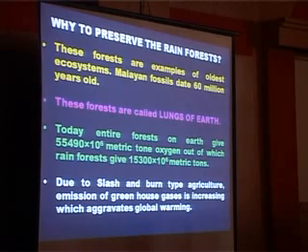Next one. So we have to preserve our rainforest, okay? Because they are examples of the oldest ecosystem. These forests are called the lungs of the earth. So oxygen is given by this forest. And it is a sink for carbon dioxide. If you cut this forest, where will the carbon dioxide go? The greenhouse effect will be enhanced. Okay, you can define.